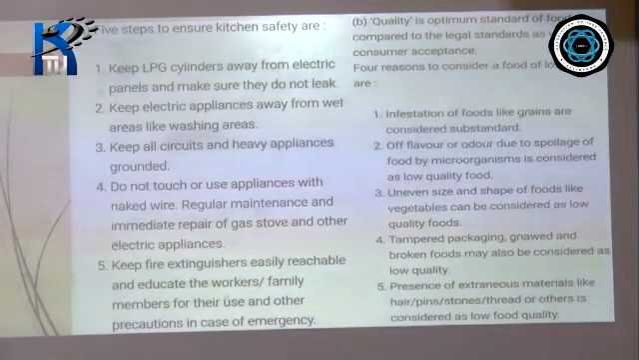The second part of this question was, what is quality? The meaning of the word quality. Quality, as we can say, is an optimum standard or the best standard of food compared to the legal standards as well as consumer acceptance. Any food is considered to be of bad quality if it is substandard, or if the flavor has gone bad due to microorganisms acting on it, uneven size and shape of food, tampered packaging and broken foods, or the presence of extraneous substances like hair, pins, etc.